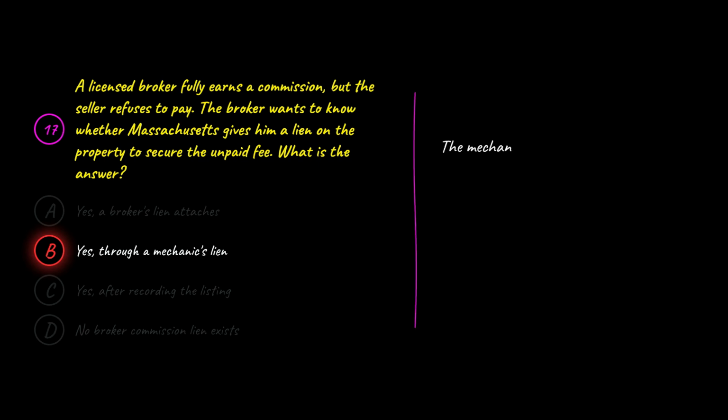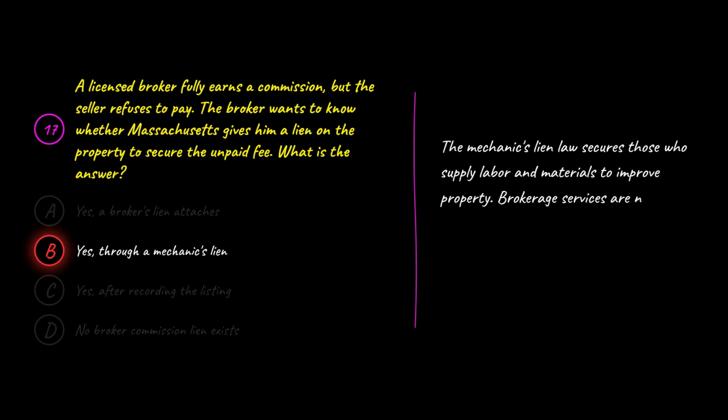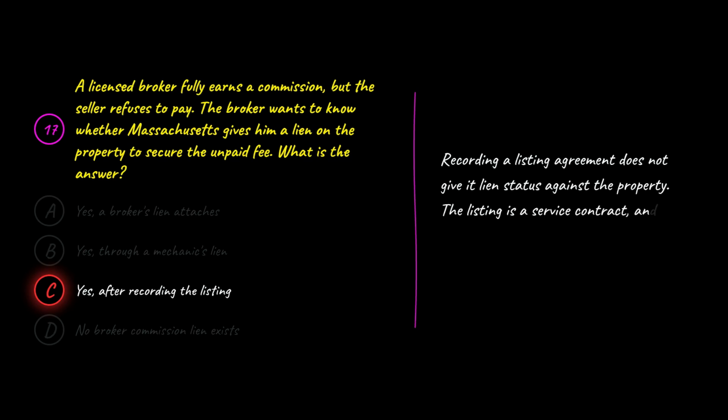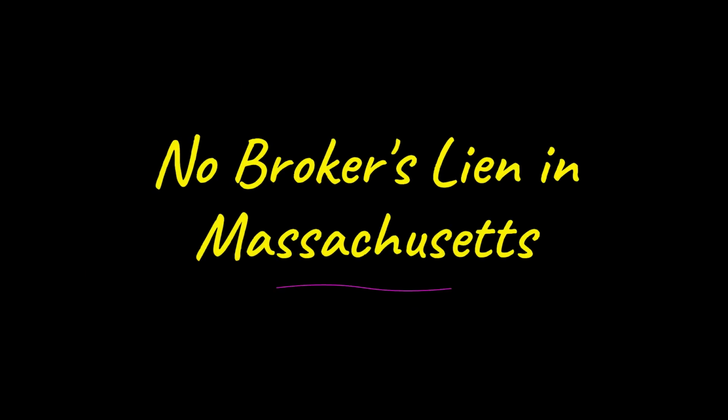B is wrong because the mechanic's lien law secures those who supply labor and materials to improve property. Brokerage services are not construction work, so a broker cannot convert an unpaid commission into a mechanic's lien. C is wrong because recording a listing agreement does not give it lien status against the property. The listing is a service contract, and filing it changes nothing, leaving the broker to pursue payment through a lawsuit. In Massachusetts, an unpaid real estate broker cannot place a lien on the property to force payment of a commission.